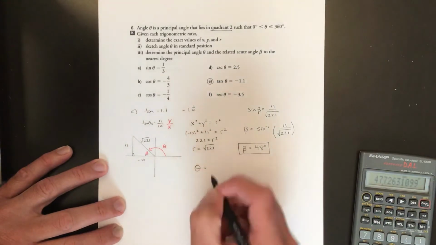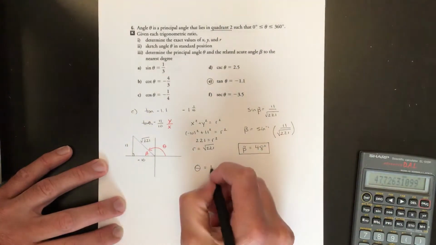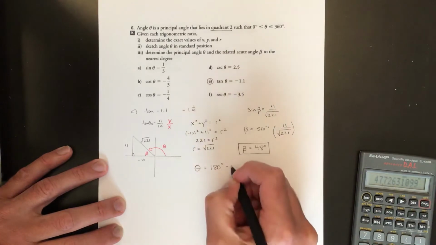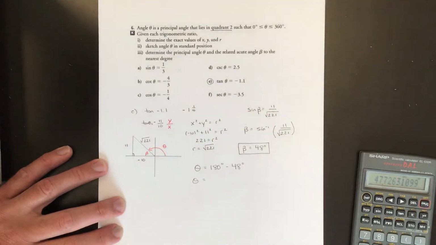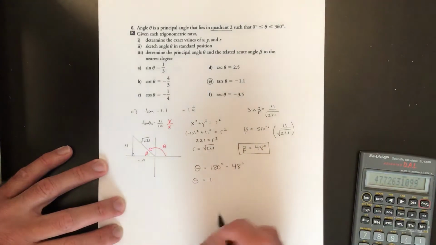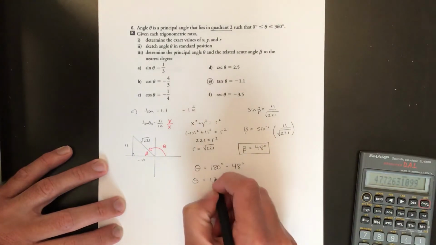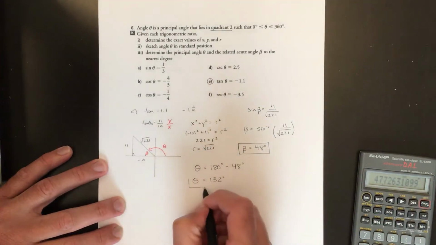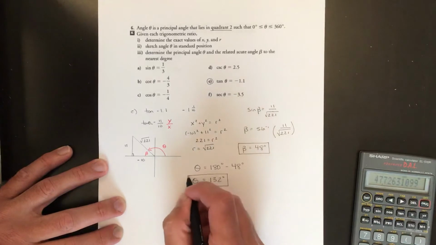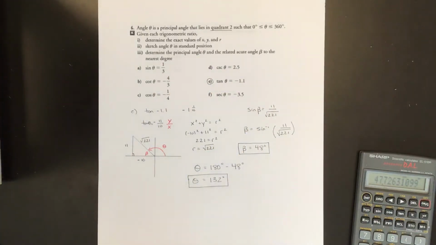Last step to determine the principal angle. 180 subtract 48, 132. Okay, and that's how you do those questions. They're all basically done the same way. And for all of them, of course, remember you are in quadrant 2.